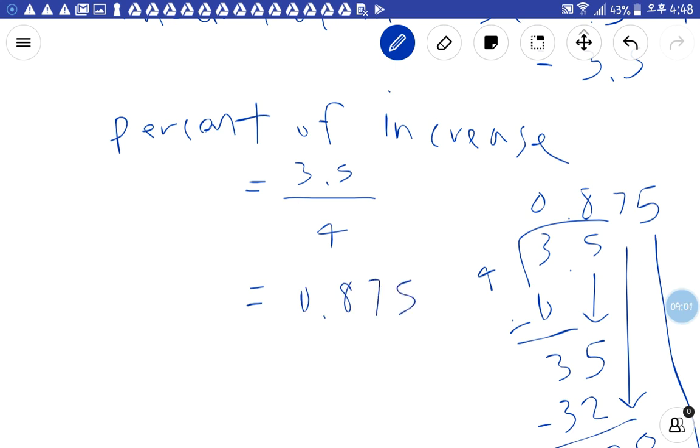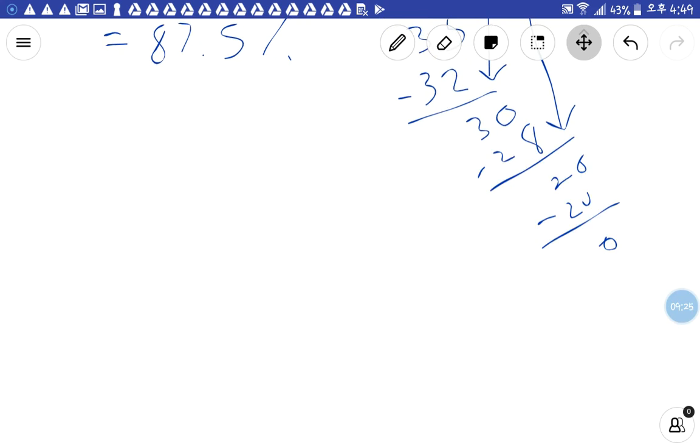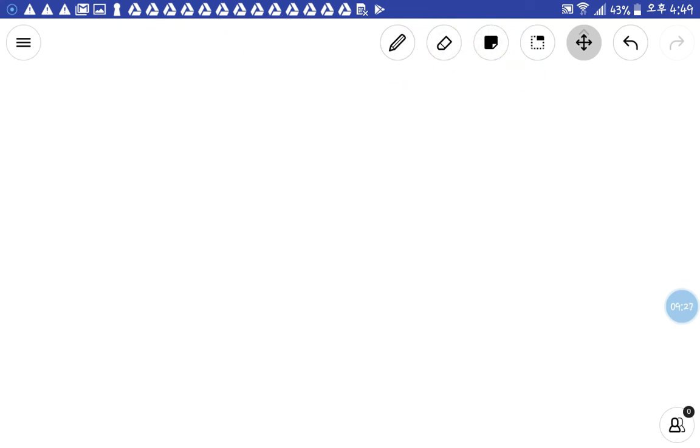So if you wanted to change your answer into a percent, what should we do? Move your decimal point 2 to the right so that I can change my decimal into a percent. 87.5%. So I can say the percent of increase from 4 to 7.5 is 87.5. Okay? Alright, I'm going to give you time to work on quick check 1 by yourself. After that, we're going to check it together. So please pause this video, finish up, and then resume this video.